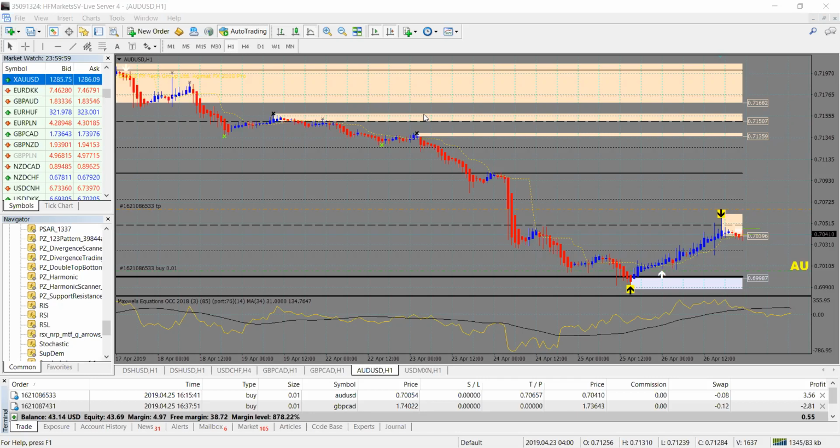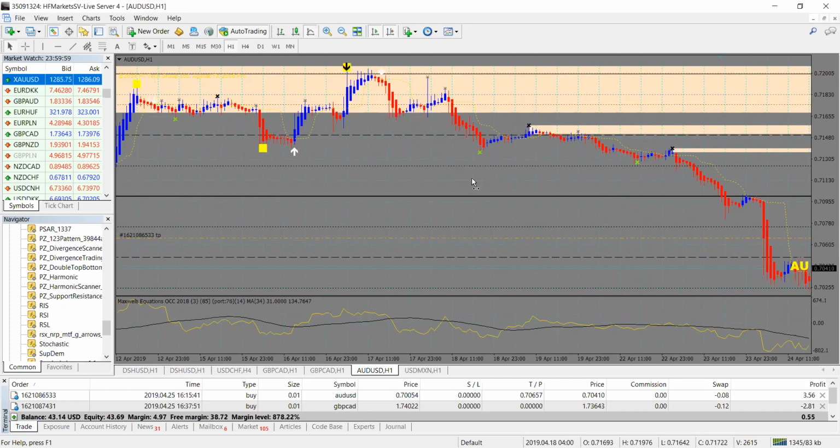But anyway, let me share the method. So what are supply and demand zones? Supply and demand zones are zones where price makes a reaction. It could make a reaction to the downside, or to the upside. But why are supply and demand zones different from support and resistance? Support and resistance are price points on the chart where price touches and bounces off. Now, points and zones, there are key differences there.